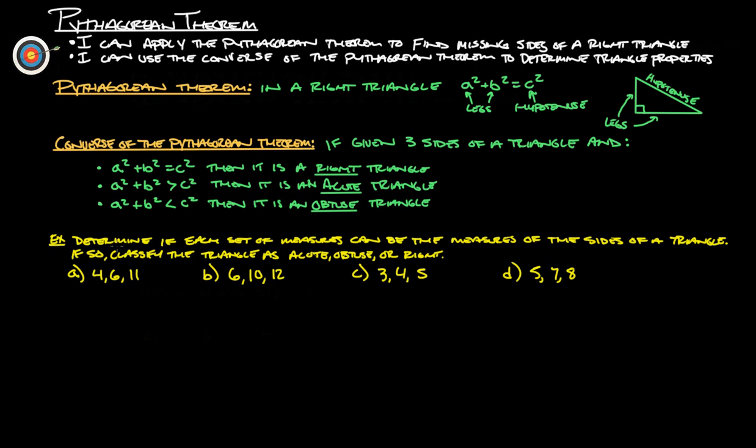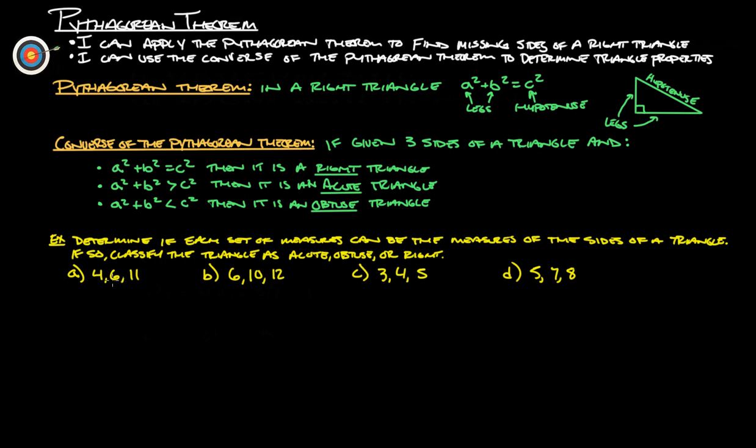Okay, so here we go. We've got: determine if each set of measures can be the measures of the sides of a triangle, first off. If so, classify the triangle as acute, obtuse, or right. Okay, so first things first, we got to figure out if this can even make a triangle. So if we look at this, we've got the long side here. That's the important part. That's the hypotenuse, right? And then the 2 shorter sides will be the legs of the triangle.